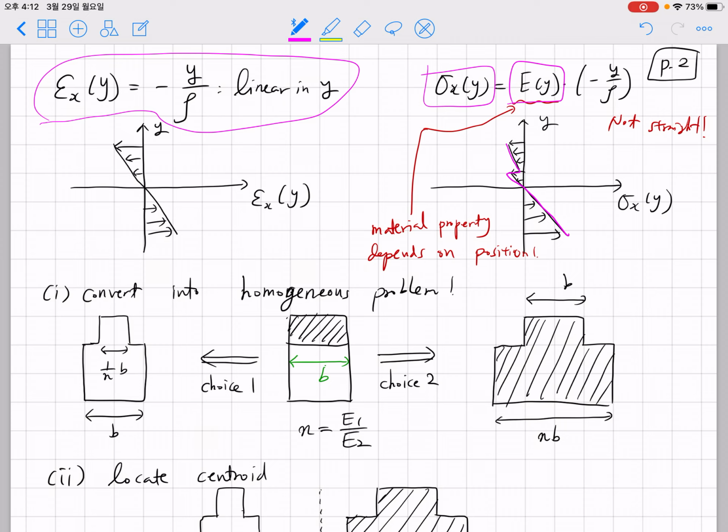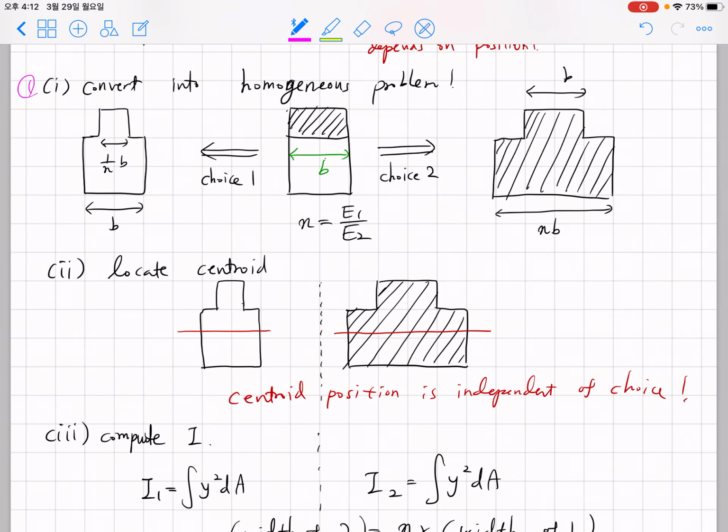So how do we approach the problem? The way to approach this problem is we have to convert it into an equivalent homogeneous problem. Even though I only introduced one choice, actually you can make two choices. You can make an equivalent homogeneous problem with the lower material, or you can make an equivalent homogeneous material with the upper material. Here I define the ratio n as the modulus of material 1 over the modulus of material 2.